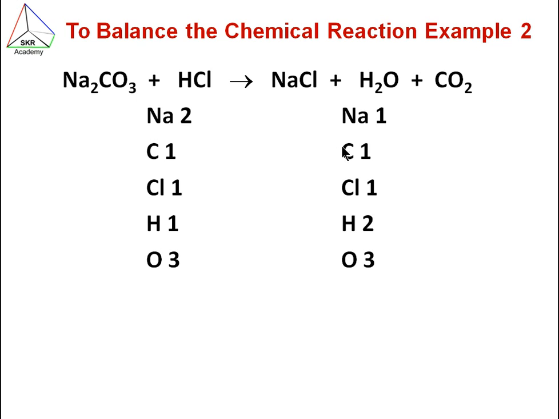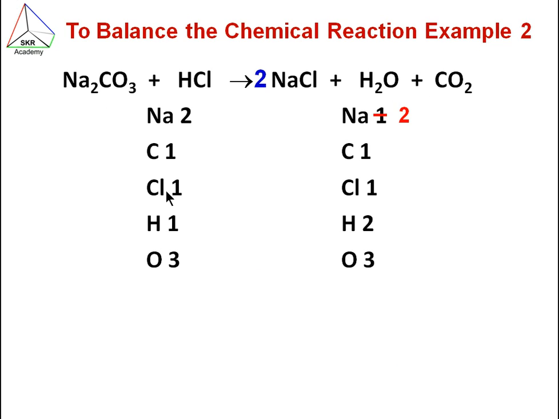So you can see we will start by first balancing the number of sodium atoms. On the left hand side there are 2, and on the right hand side there is only 1 sodium. So what we will do, we will add a coefficient 2 in front of sodium chloride, then the sodium atoms will be balanced, 2 on each side. Carbon is also 1 on both sides, so no problem, we need not balance it.